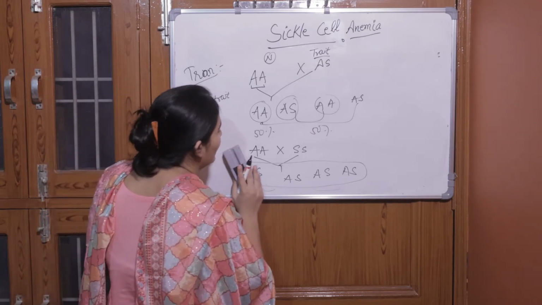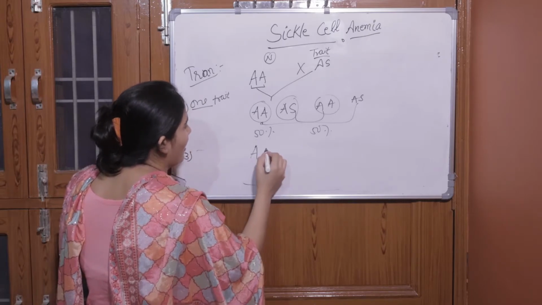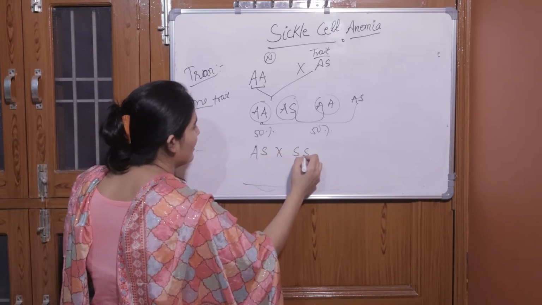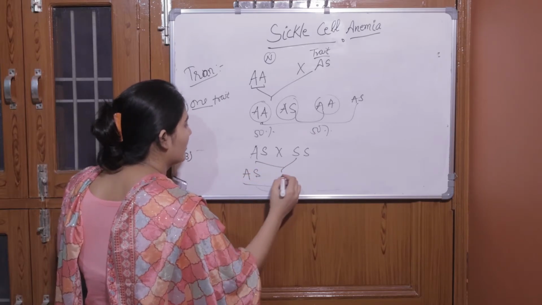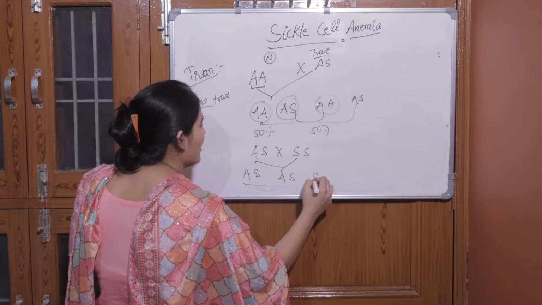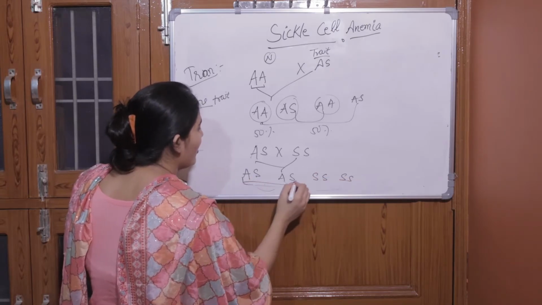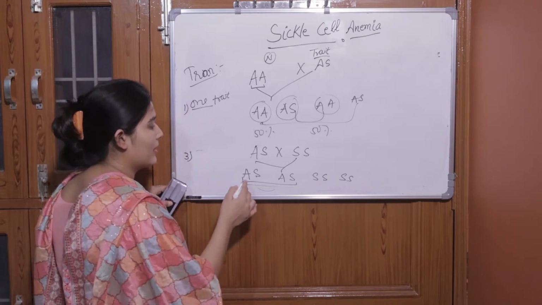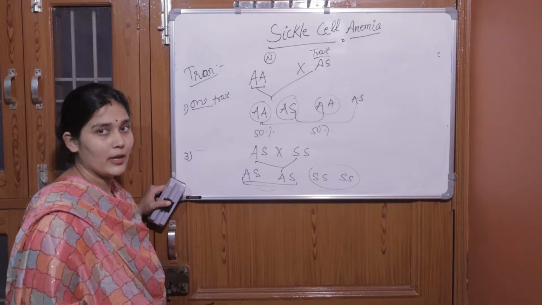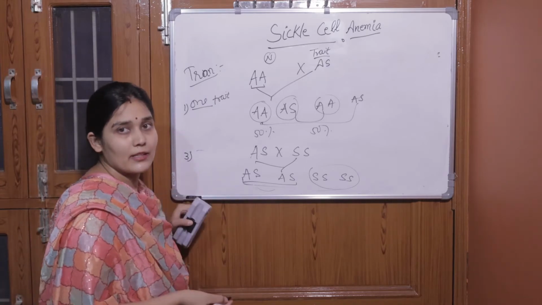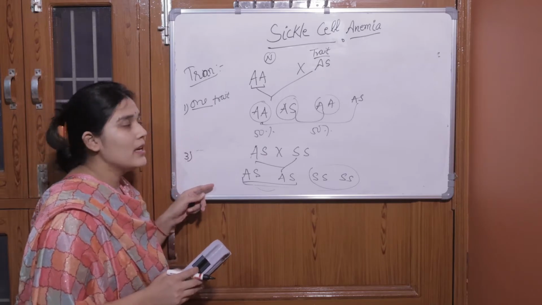And one more condition, if one person is having trait and the other person is having sickle cell anemia, what will be the progeny? AS, AS, SS and SS. That means 50% of the persons are having the trait characteristics and 50% are having sickle cell anemia. So this is how it is transmitted from one generation to the next generation, and it is an inherited form of anemia.